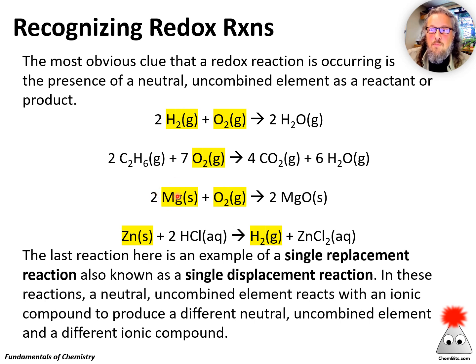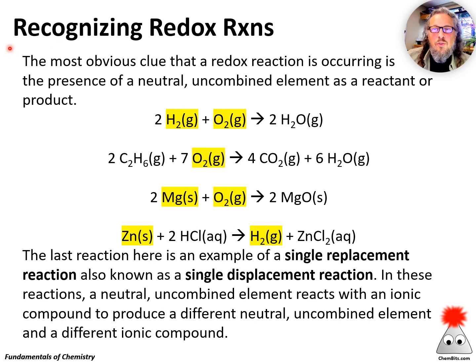Magnesium, a neutral uncombined element, reacts with oxygen, a neutral uncombined element, forming magnesium oxide. And another one that we haven't specifically seen before is zinc, a neutral uncombined element, reacting with HCl, hydrochloric acid, to form hydrogen gas. So now we're reacting a neutral uncombined element and we're forming a neutral uncombined element. So that's a redox process.